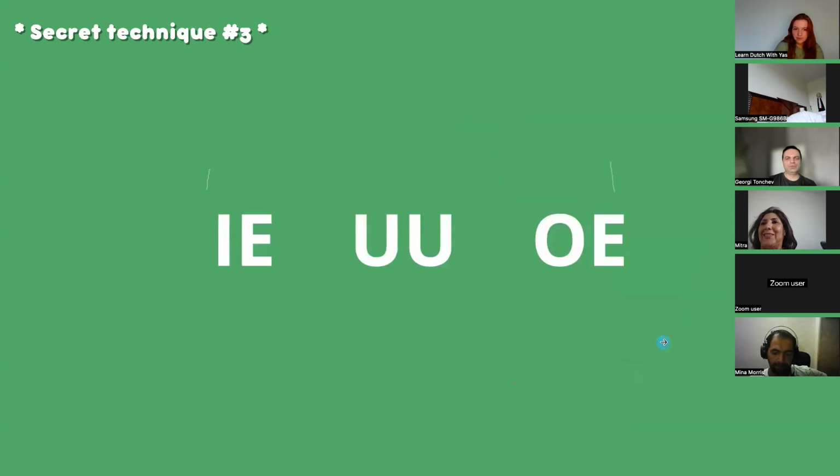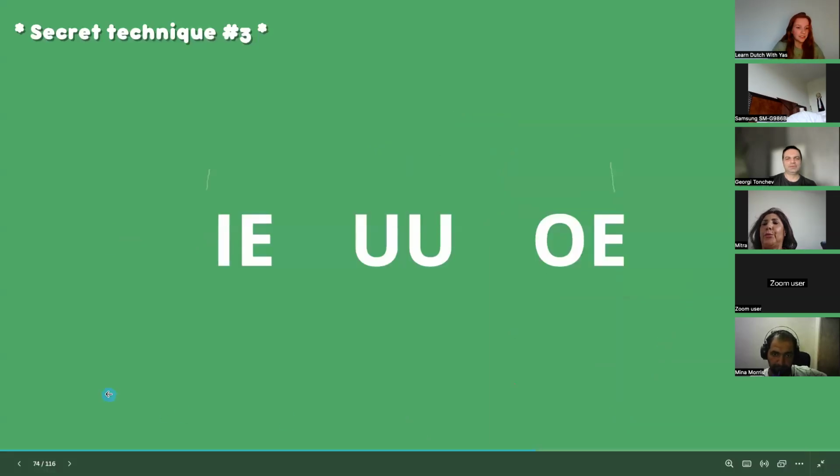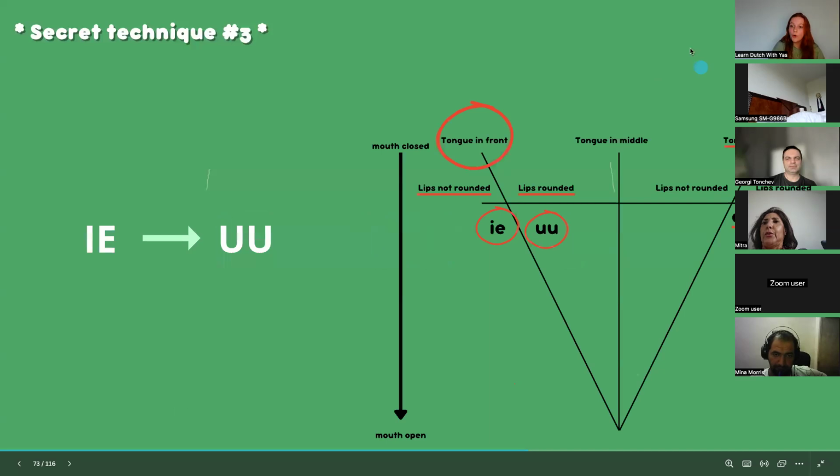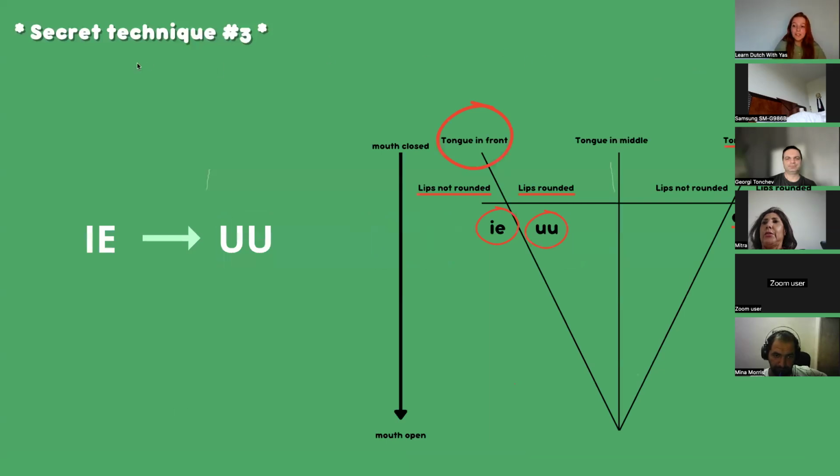So now that you know how to pronounce the E and the U, let's go over the U. The difference with the U is that your tongue will be in the back. So you're gonna be pulling your tongue back. Your lips are also rounded and your mouth is gonna be closed.